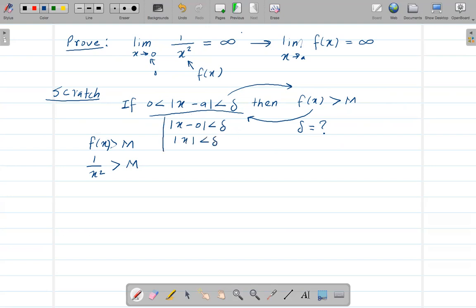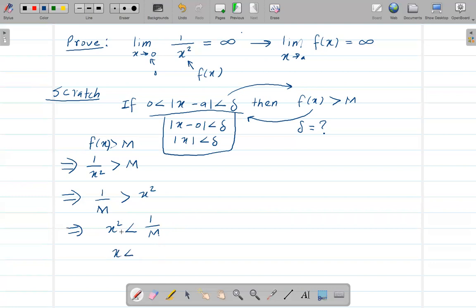Okay, so now from here, let's cross multiply, or let's just bring this m down here and x over there. Basically, this is just a cross multiplication, right? And then after this, instead of writing this, let's just write it as x squared is less than 1 over m. Okay, now let's take the square root on both sides.